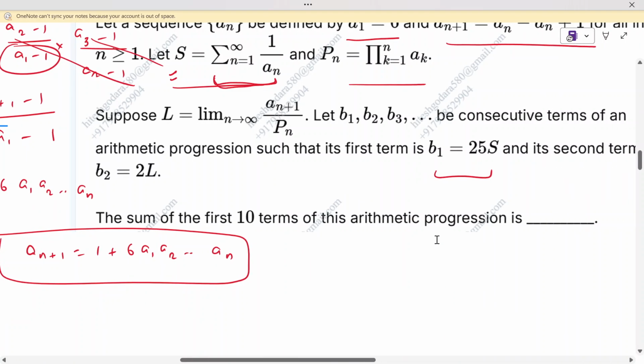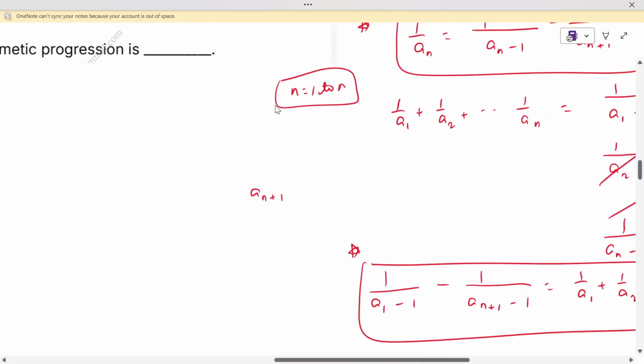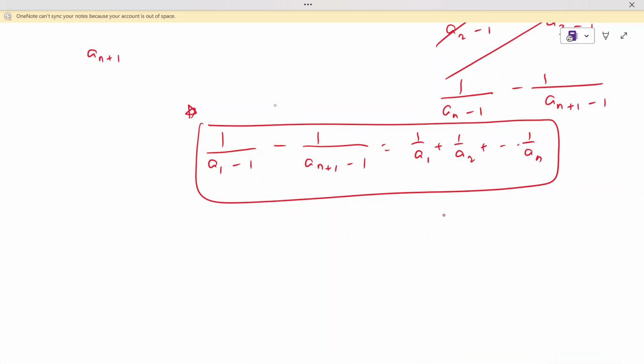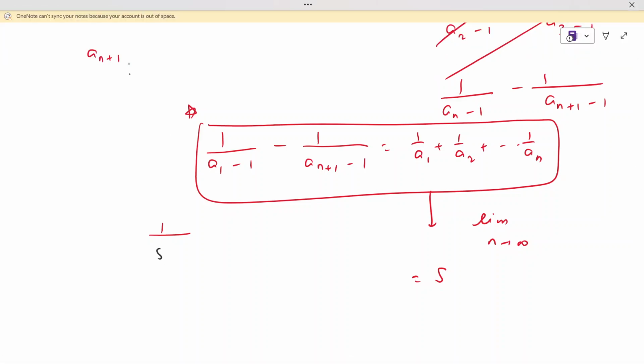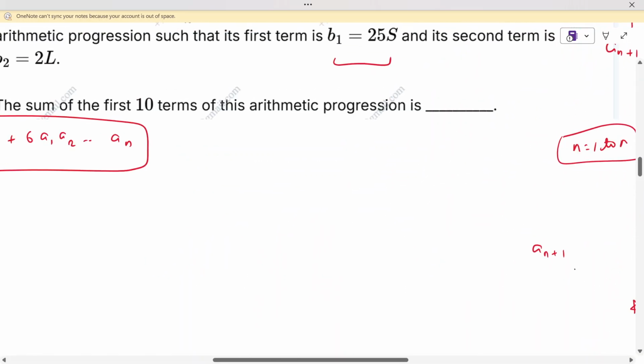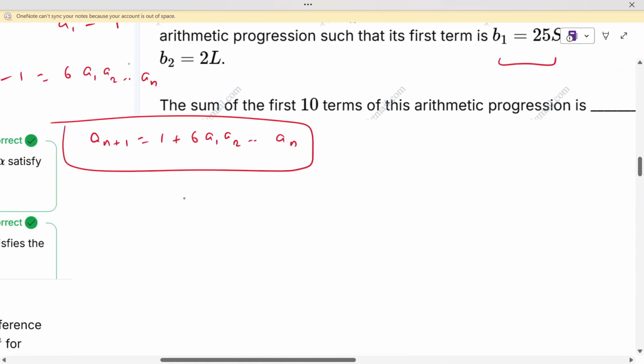Why do I need this one? Because for Pn, first you have to solve for the S. S is 1 by A1 plus 1 by A2, and so on, in the theoretical limit as n tends to infinity. So this is S, and it is 1 by A1 minus 1, where A1 is 6, so it is 1 by 5. And of course you can observe that as n approaches infinity, An also approaches infinity.